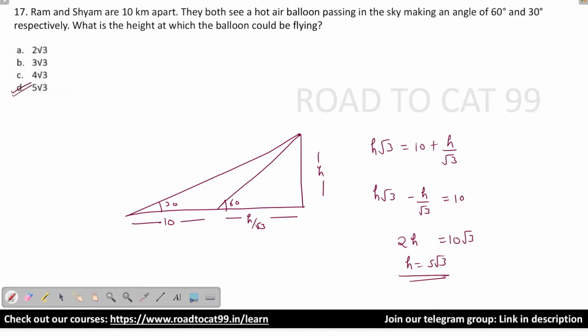It could have been 2.5 root 3 also, but the point is I think if the question had been more clear, it would have helped the students. But otherwise, एक दो केस लेके जब आप करोगे, you would be able to figure it out, है ना? दो ही केस बनते हैं, या तो राम एंड श्याम ऐसे हो और बैलून बीच में हो, या फिर बैलून is on one side and Ram and Shyam are on the other side.